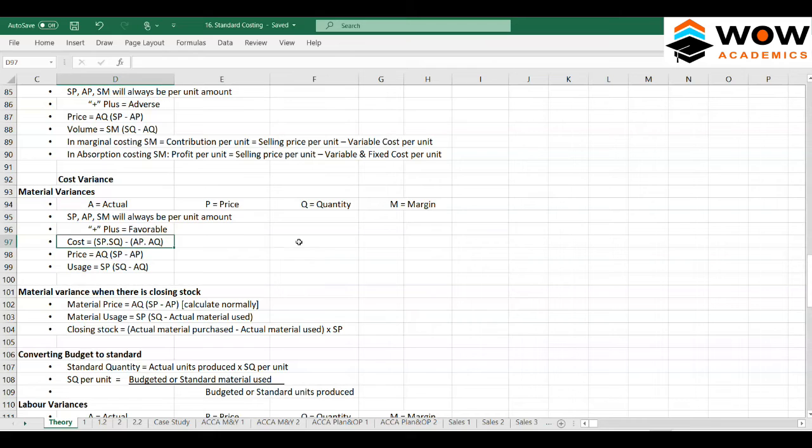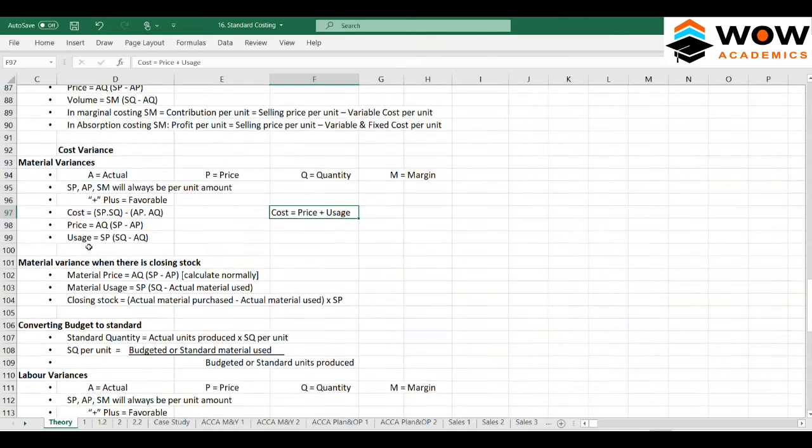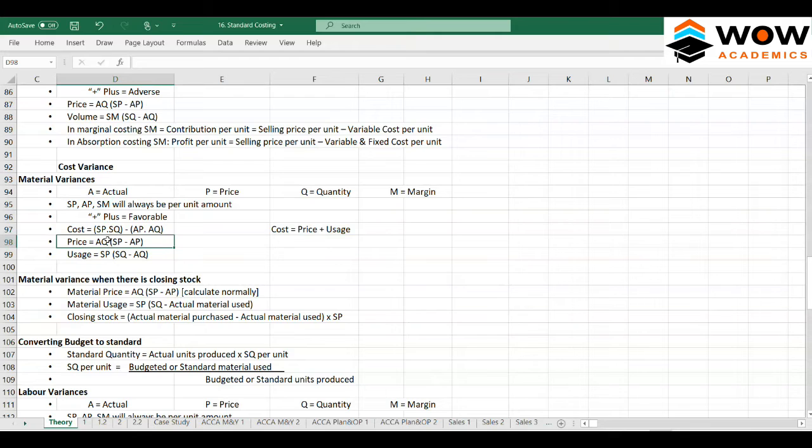So we can even put it like this: the cost variance will equal the price variance plus the usage variance. These two variances are more important, but in some questions they also ask you this part. Cost variance is very simple. It equals standard price into standard quantity minus actual price into actual quantity. That's it.